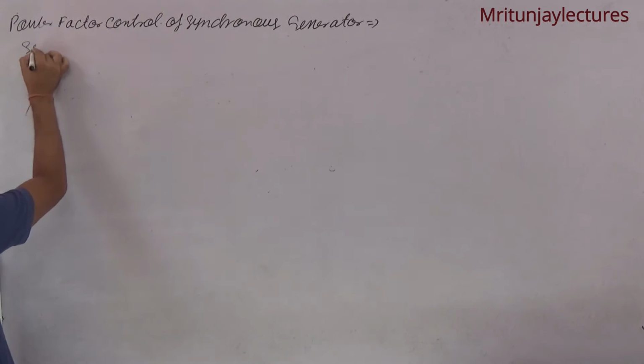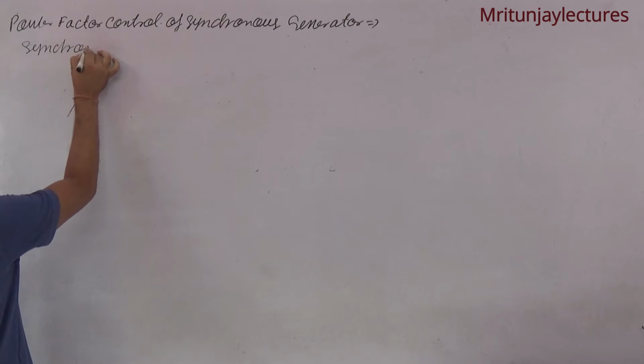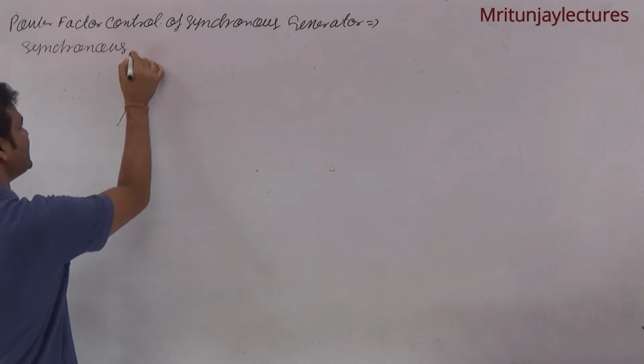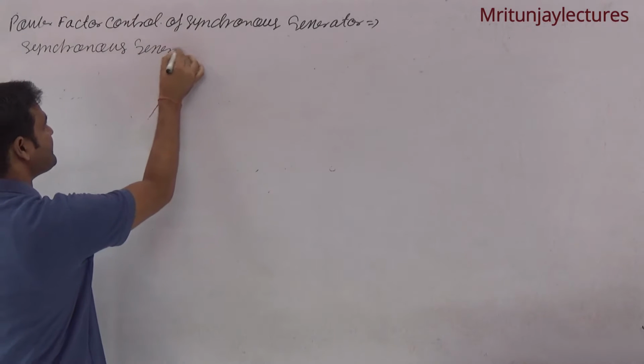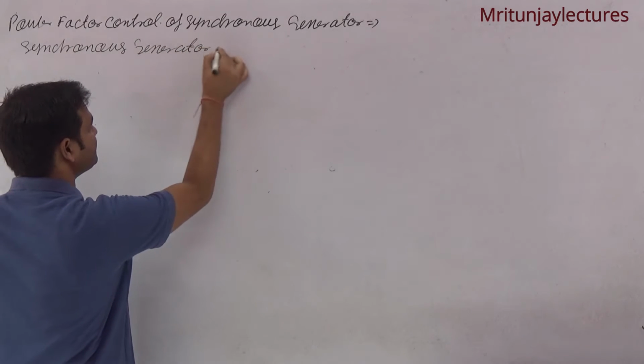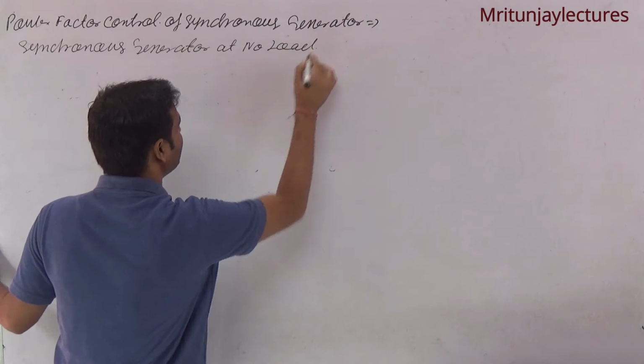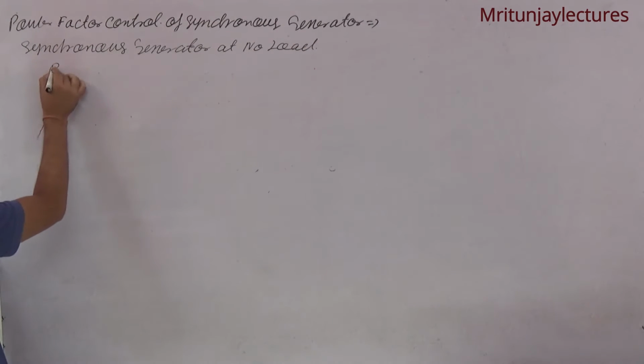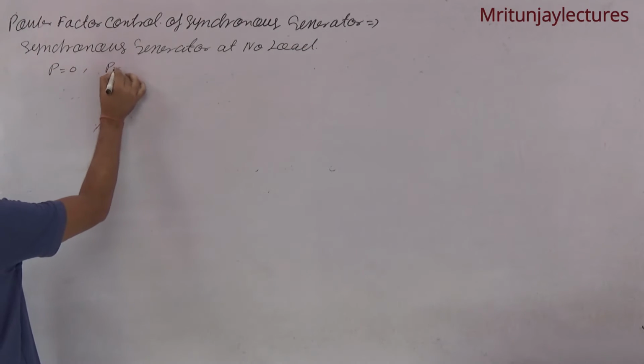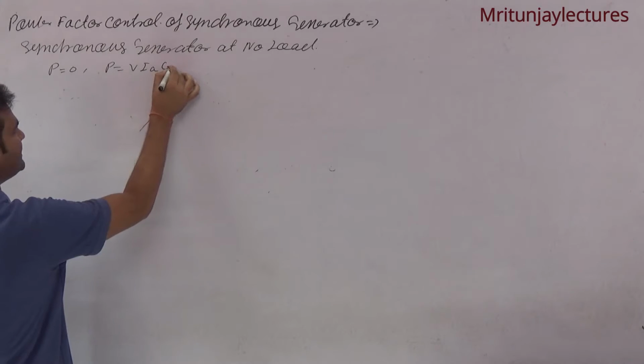Now, synchronous generator at no load means P this be equal to 0. What about P? P this be equal to V I A cos theta.